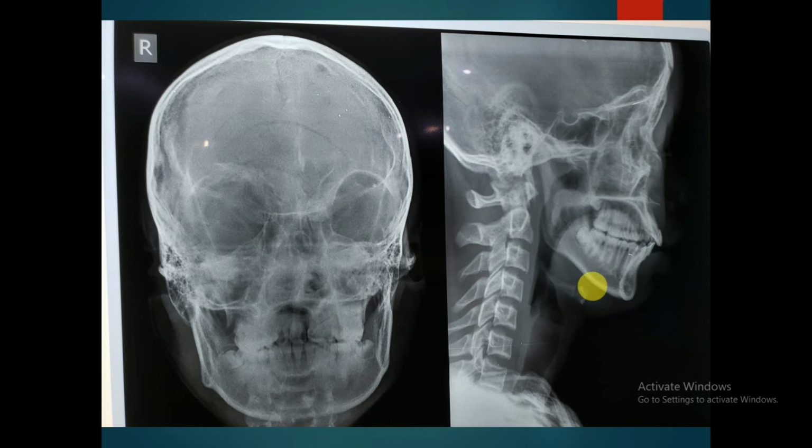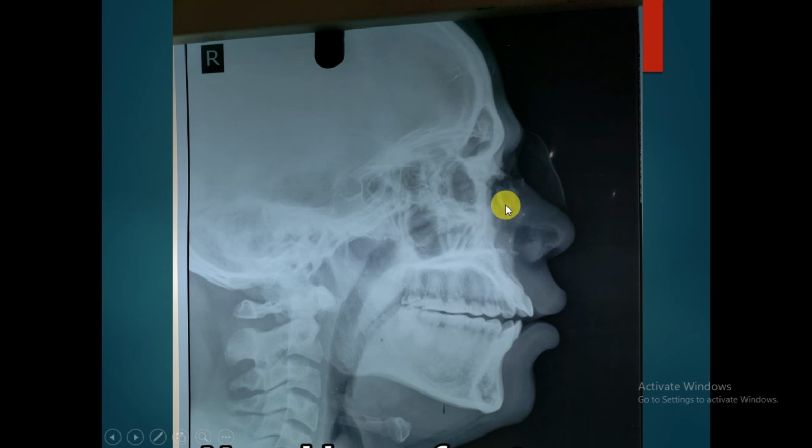These are the X-rays, AP and lateral view of nasal bone, showing a fracture of nasal bone. This is also an X-ray of nasal bone showing a displaced comminuted fracture of nasal bone.